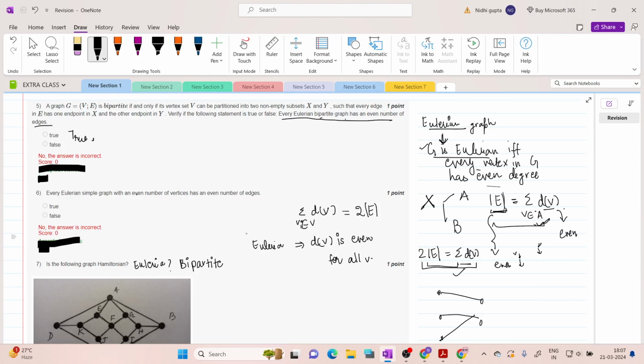Moreover, we also have an even number of vertices, so we are adding an even number of even terms, and this sum will be even. But the question is saying that the number of edges is also even, that is, the sum of d(v) divided by 2 is also even for an Eulerian graph. From the handshaking lemma, we cannot directly conclude this. So what do you think? Is it true or false?